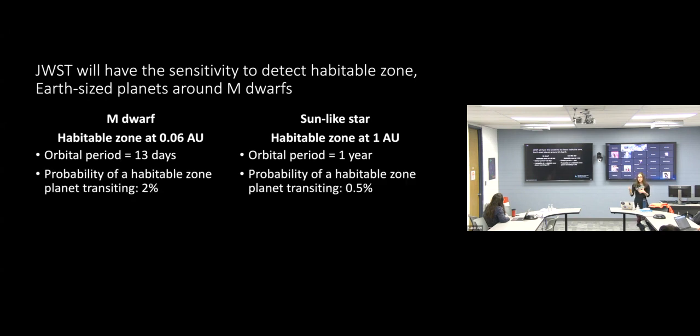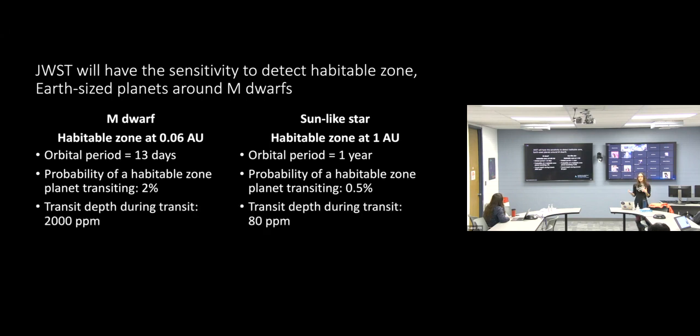Also, because the habitable zone is closer in around an M-dwarf star, the probability of finding a planet transiting in the habitable zone is much bigger. That's because in order to see that transit, the planet has to have a very narrow range of inclinations so that from our perspective, it actually crosses the disk of the star. For a sun-like star, the probability of finding a planet transiting in the habitable zone is only about 0.5%, but that probability is 4 times higher for an M-dwarf.